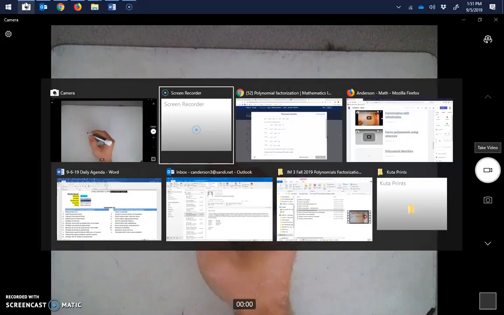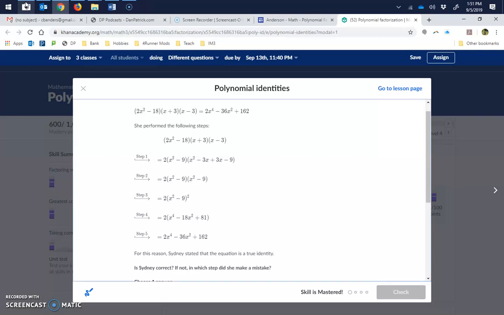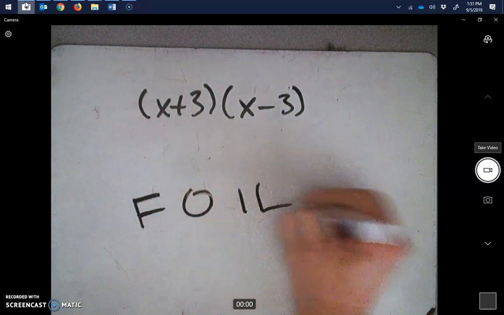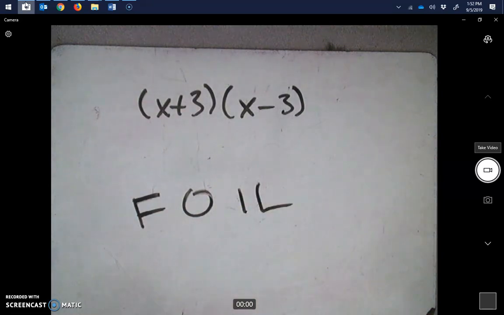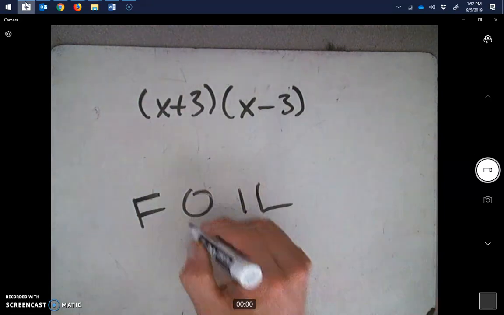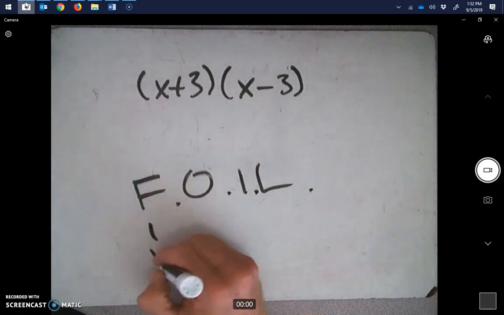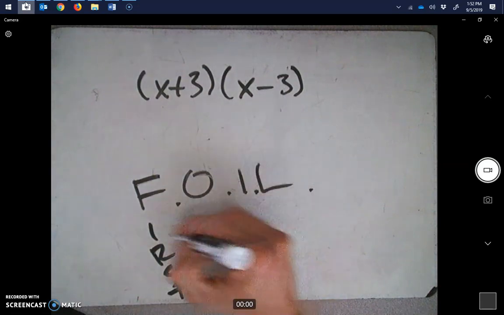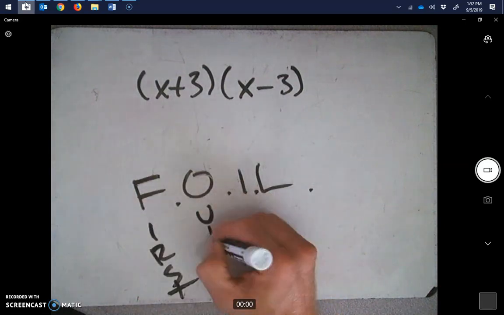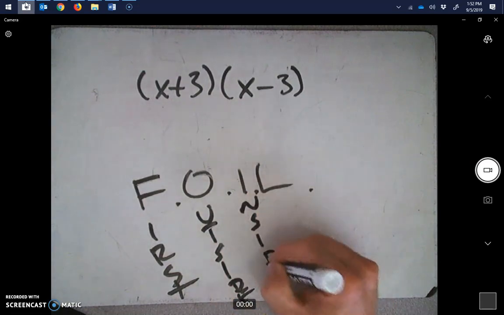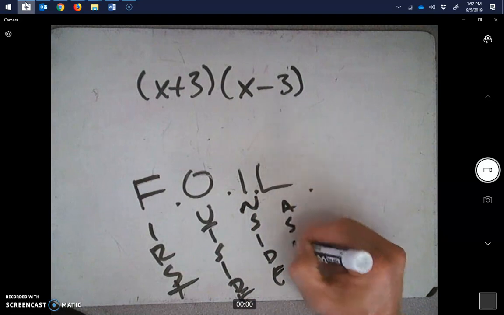So the question was initially x plus 3, x minus 3. So I was taught FOIL. Okay, that's what FOIL is. That's how you spell FOIL, like aluminum foil, for example. It's an acronym. Acronym just means that this stands for a series of words. So first, then you have outside, inside, and last.